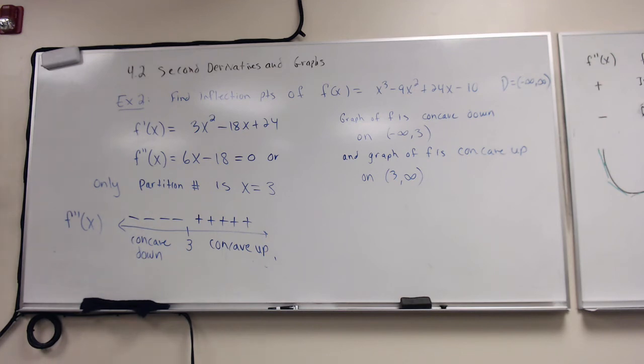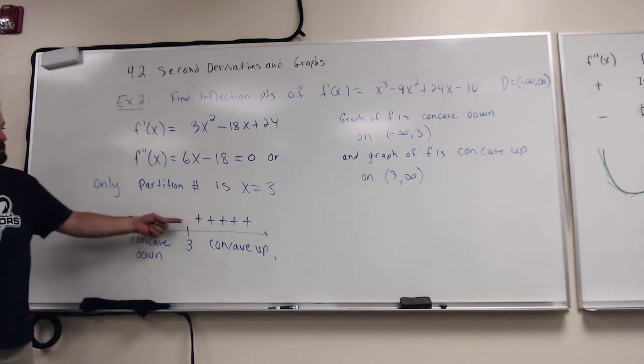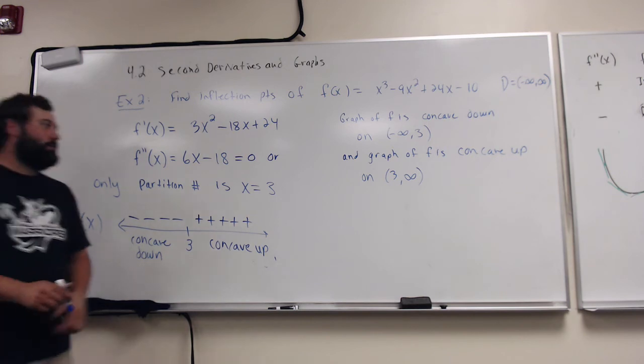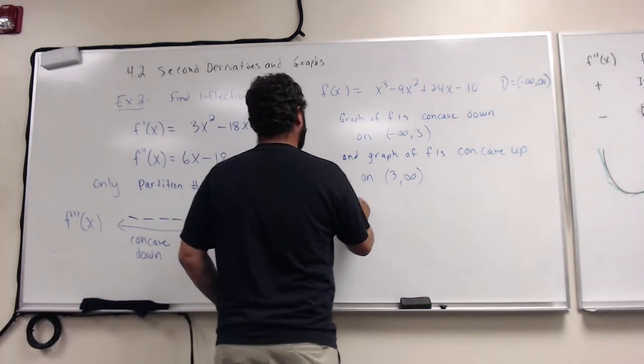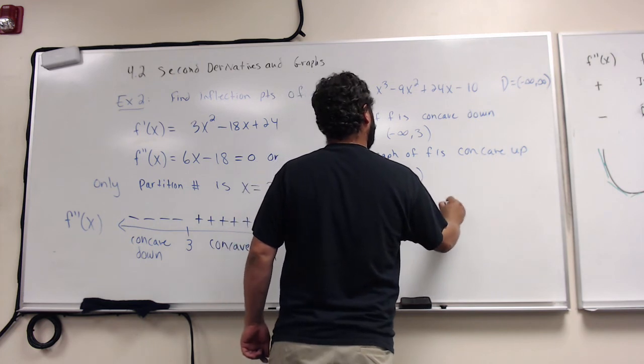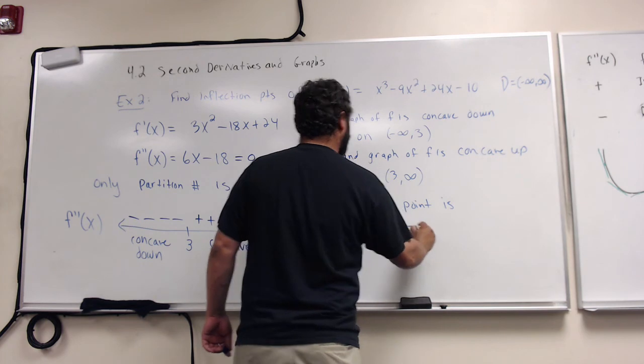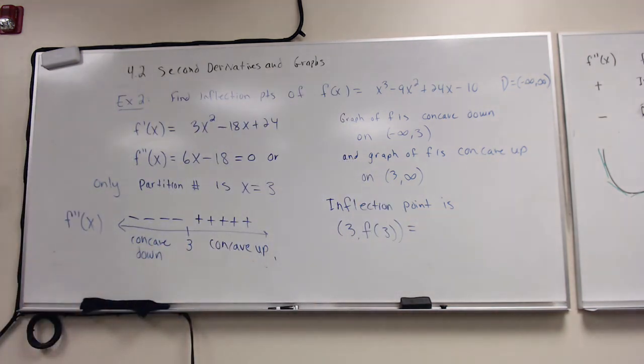And therefore, where's my inflection point going to occur? So 3 is a number in the domain where the concavity changes sign. So the inflection point is 3 comma f of 3. So that's the point on the graph where that concavity will change. And then I just need to know what f of 3 is.